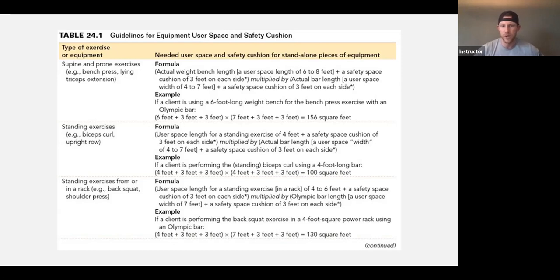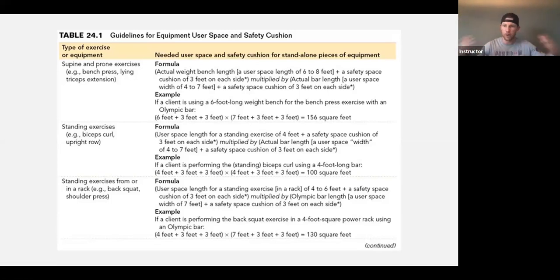So bench press, lying tricep extensions, things like that. The way they look at it, an actual weight bench length, right? 6 to 8 feet, plus safety of 3 feet on each side, by the actual bar length. So if they're using a bar for bar, right? So bench press, it'd be out here, and a safety cushion around that, 3 feet on each side. So you've got 156 square feet of space, ideally around your bench press.